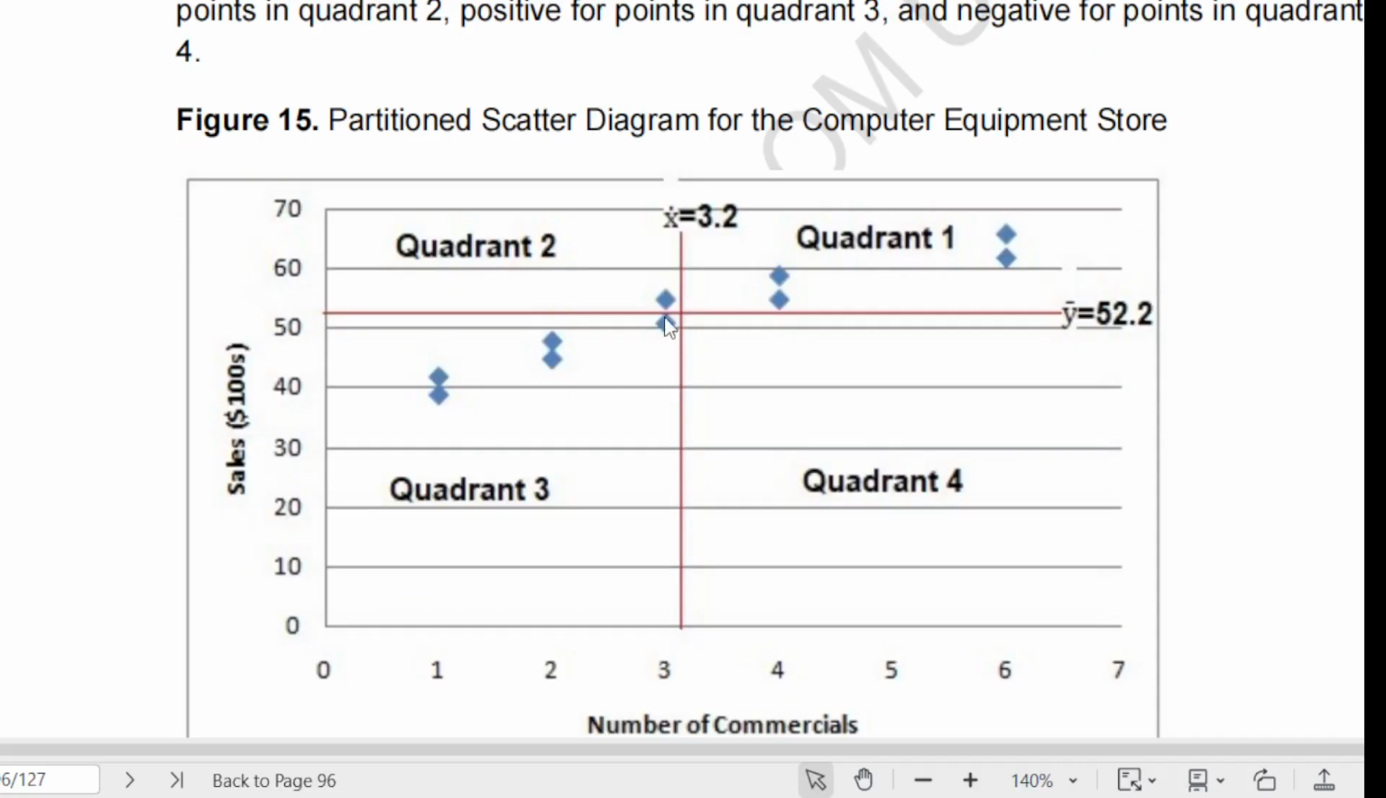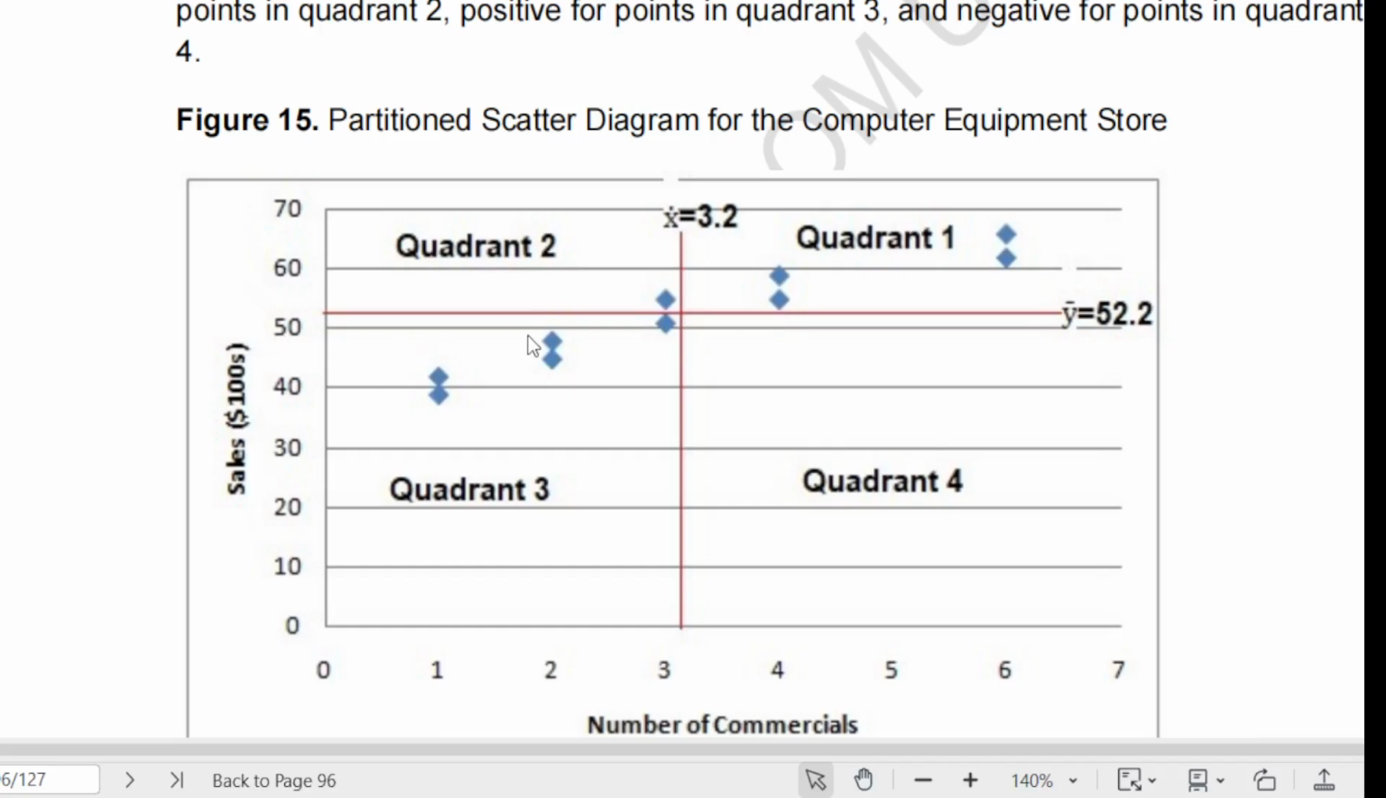So we have 4 quadrants: quadrant 1, quadrant 2, quadrant 3, and quadrant 4. Points in quadrant 1 correspond to xi greater than x mean and yi greater than y mean. Points in quadrant 2 correspond to xi less than x mean and yi greater than y mean, and so on.